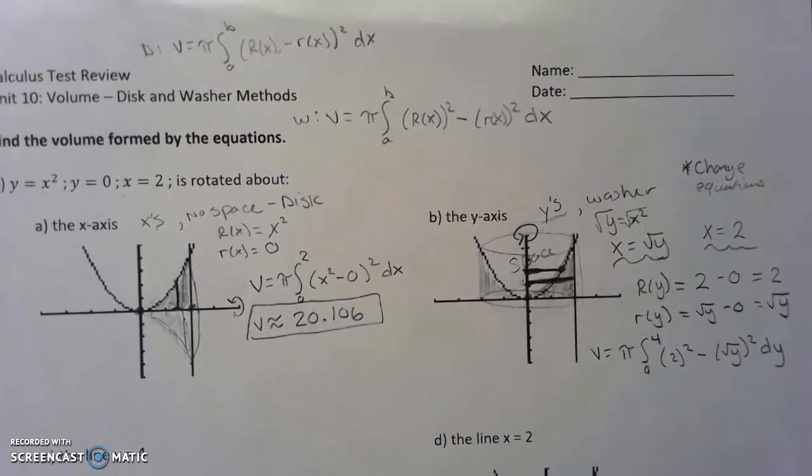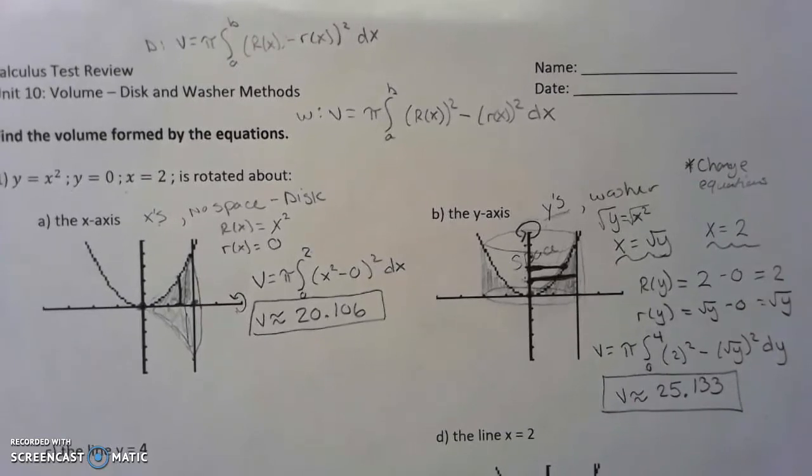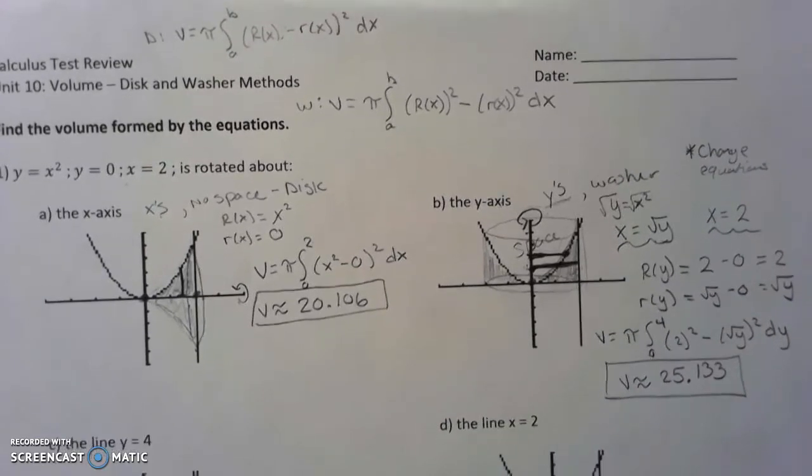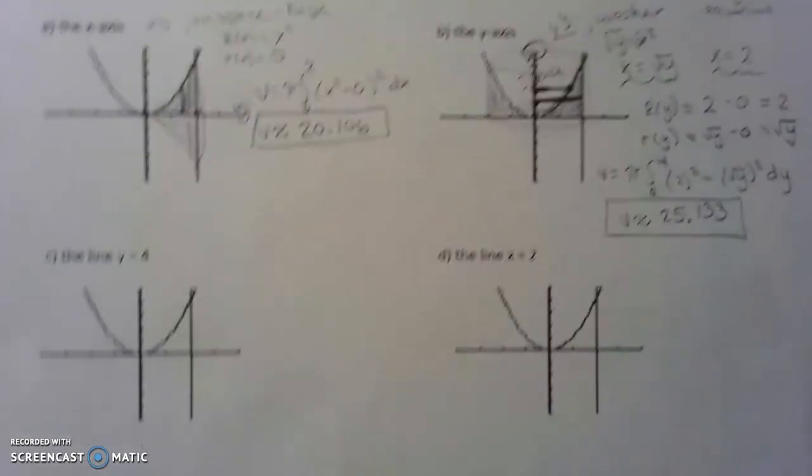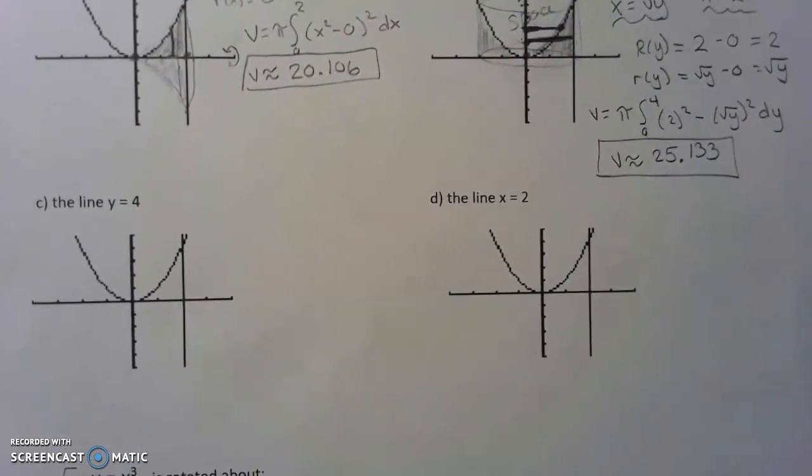When we punch that into our calculator, we're going to get that our volume is approximately 25.133. So hopefully you're seeing the difference in those two problems so far. Now we're going to take them and revolve them a little bit differently.